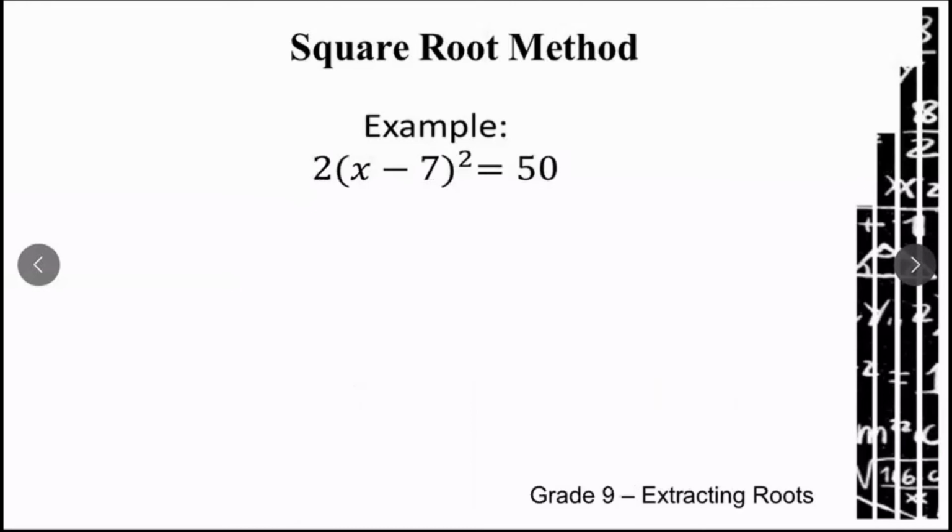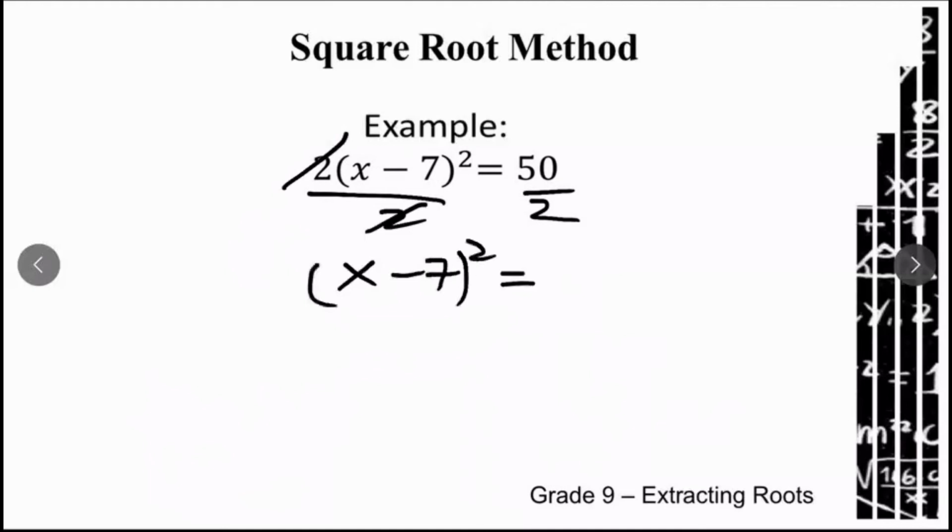Next, let's have another example, much more complex. As you observe, we have a 2 beside our expression. Always remember, if there is a 2 beside our parentheses with a square, first we need to remove the 2. How to remove 2? We need to divide both sides by 2 to simplify. So 2 divided by 2 is removed, and what remains is (x − 7)² is equivalent to 50 divided by 2. So the answer is 25.